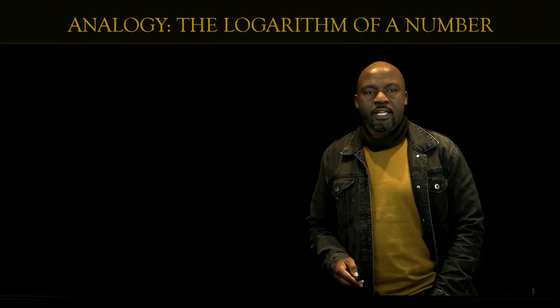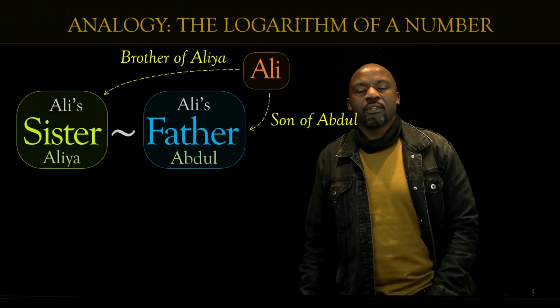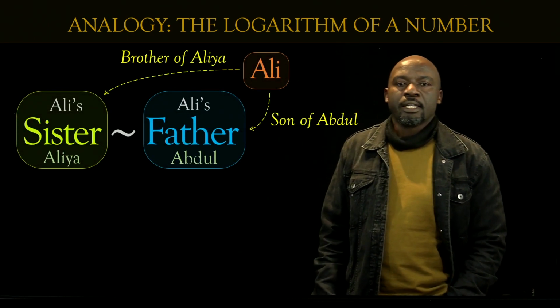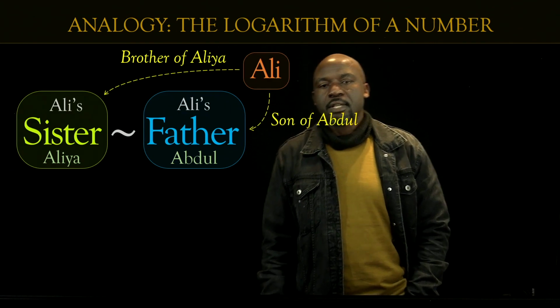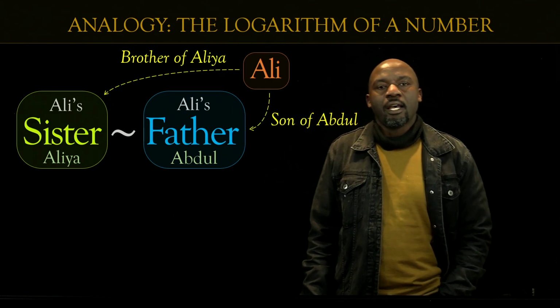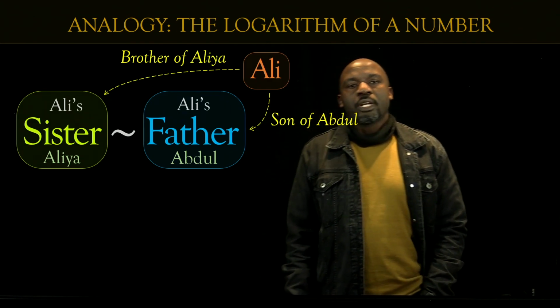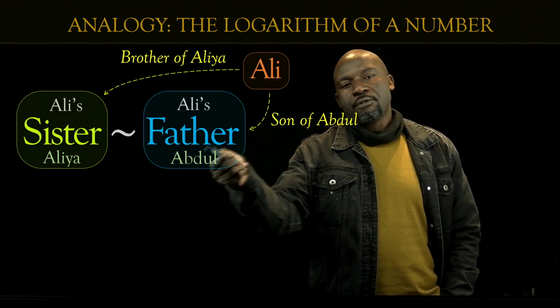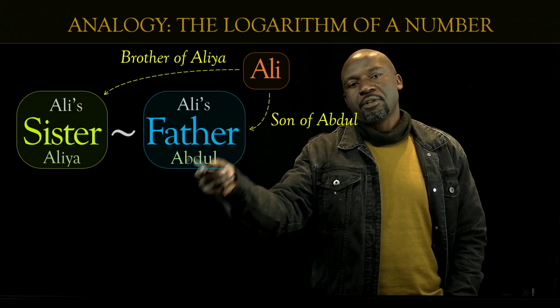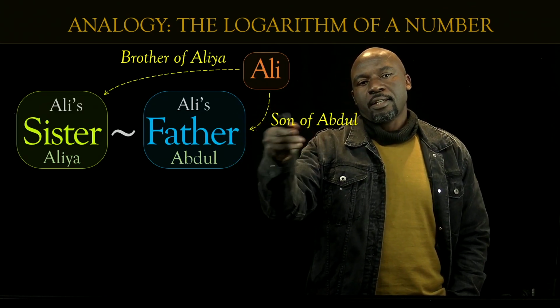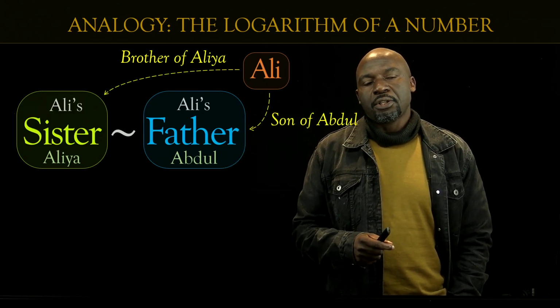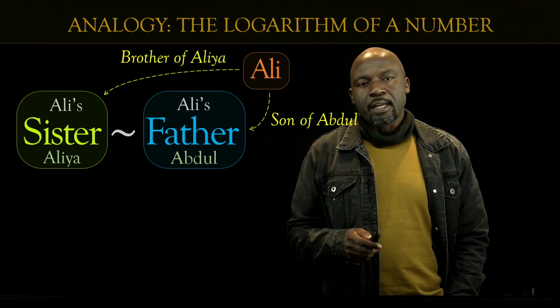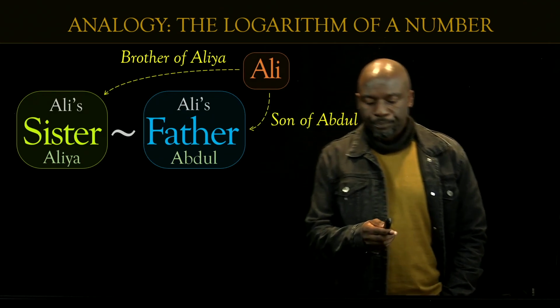We can use this idea further. So this time I want to give the father a name and the sister also a name. So the sister will be referred to as Aliyah and the father Abdul. So we can say that Ali is the son of Abdul. When we are referring to Mr. Abdul, Ali is the son. When we are referring to the sister Aliyah, Ali is the brother.